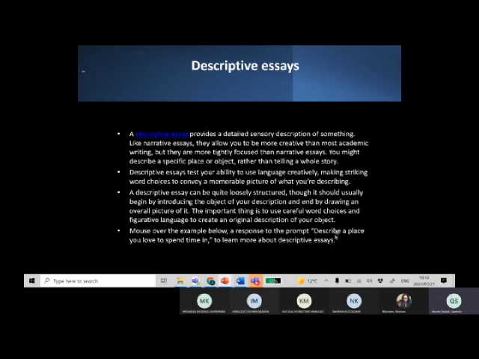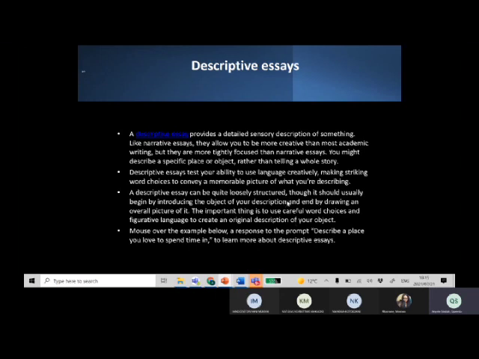So this is an example of a descriptive essay. Describe a place you love to spend time in. So they can ask you to describe a place you love to spend time in. So you will start, of course, in your introduction by introducing the place, giving a little background about the place. And then in your body now, you will go into describing the place in more detail.